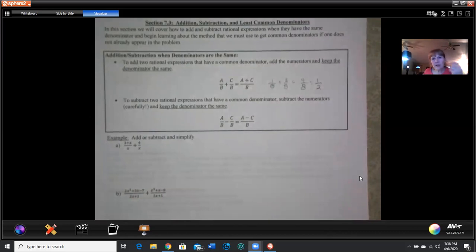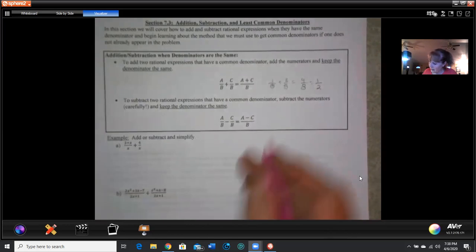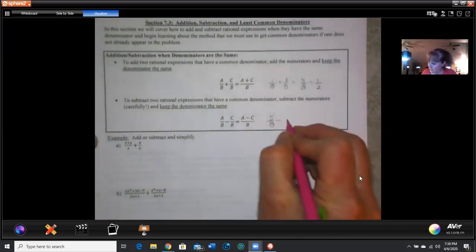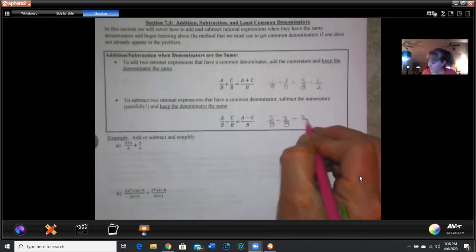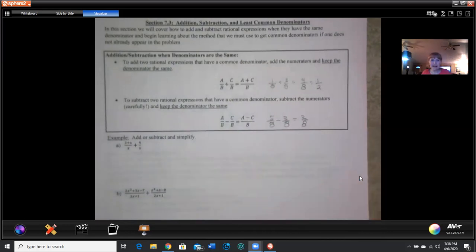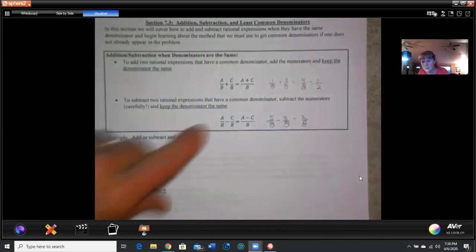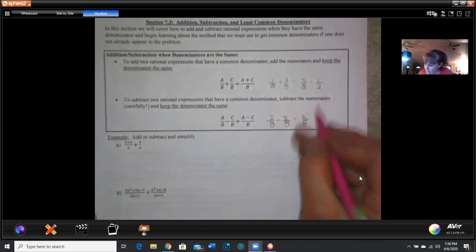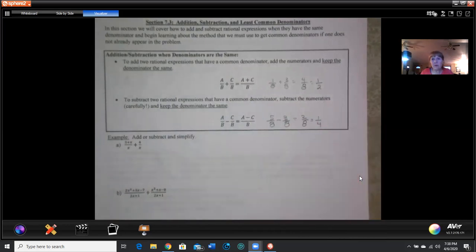In subtraction, the same idea. If you had, let's say, 5/8 subtract 3/8, common denominator, you end up with 2/8. Just subtracting the numerators. Now this has some issues when we deal with algebra, which we'll talk about. But then you reduce the 2 and the 8, and you come up with 1/4. So we are going to have to do some reducing at times, which goes back to section 7.1, where you have to factor in order to reduce. So let's go ahead and get started.